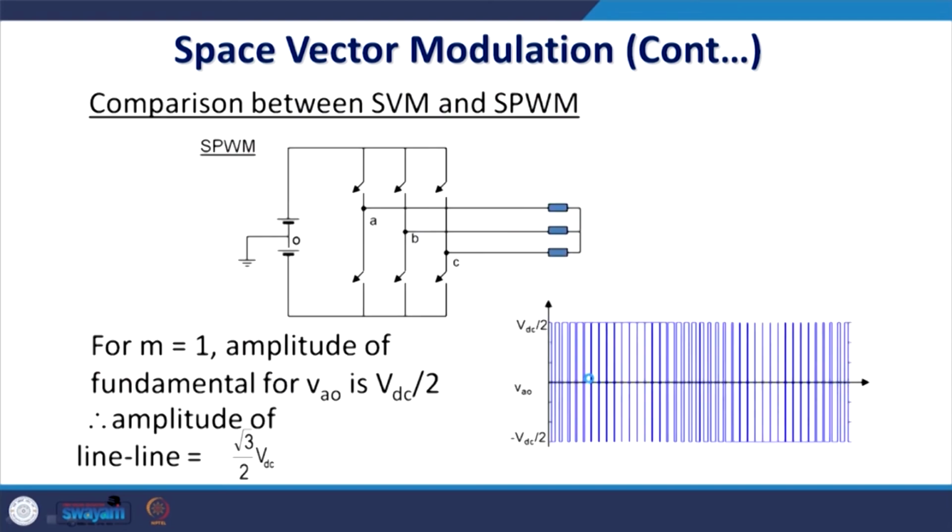So, this is the way to calculate the times for the 2 level space vector modulation. Now, we require to understand what is the benefit of it, or the comparison of the sine triangle PWM with the space vector modulation.